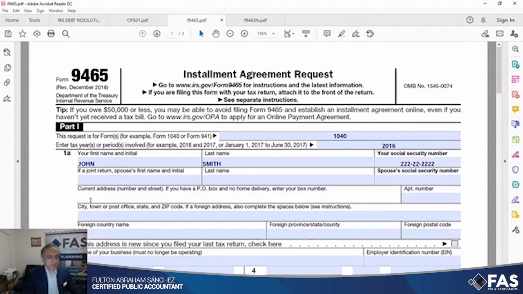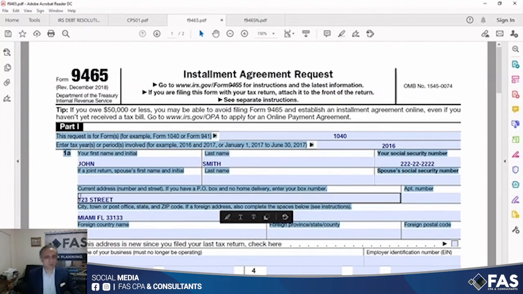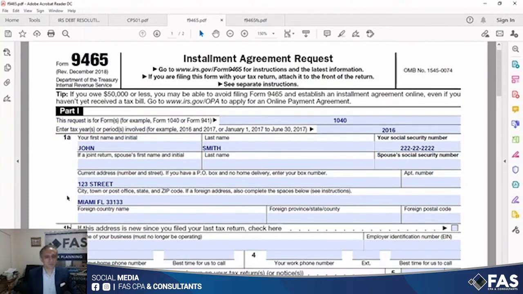The address is the same as your tax return. We're going to use a generic street name here, and we're going to use Miami, Florida 33133. This part 1 should be the same as your tax return. It cannot be different. It has to be the same.